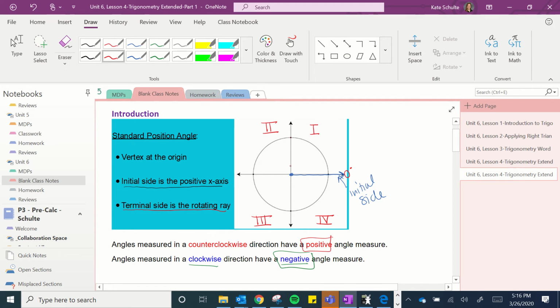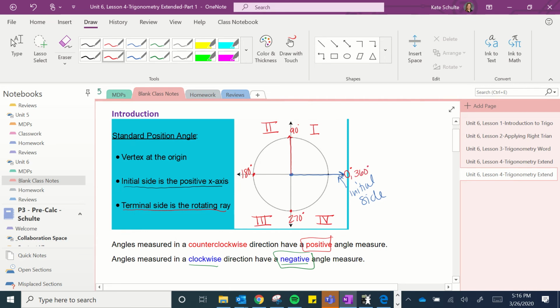Up here, you should recognize, if this was my terminal side, this is going to be a 90-degree angle. We know that already. If I go all the way to here, this is a straight line, which is 180 degrees. If I go down to the next one, that's 180 plus another 90. That's 270 degrees. And then one more gets me back to 0, but it's not going to be 0 anymore if I've gone through the whole circle. It's now going to be 360.